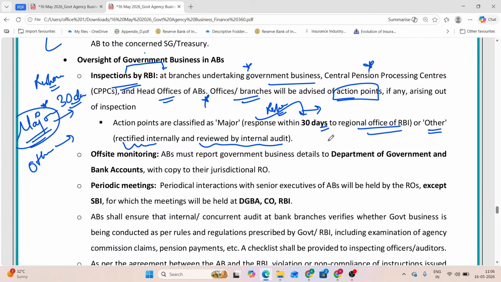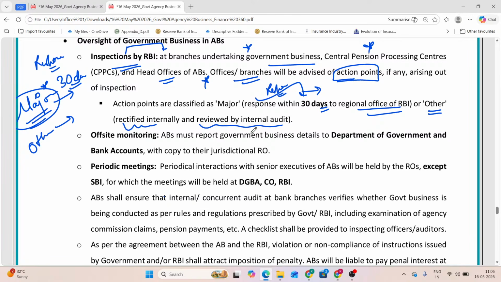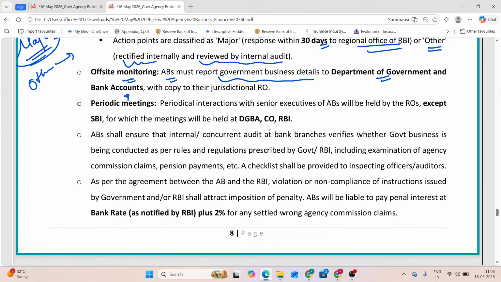So action points are classified as major and other. So this we have discussed. Now, offsite monitoring. Agency banks must report government business details to the Department of Government and Bank Accounts with a copy to their jurisdictional RO. So this is the basic idea.